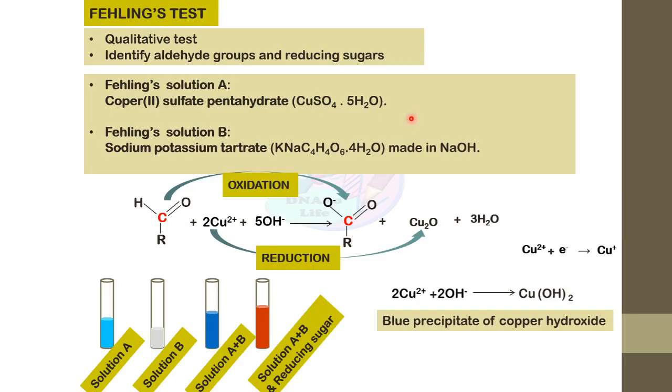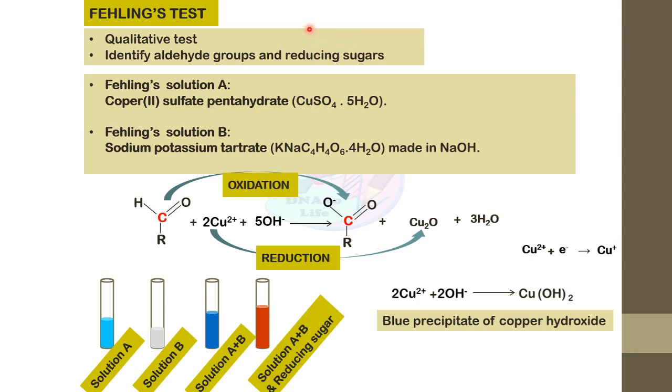So the first one is the Fehling test. This is a qualitative test. It means we are just saying whether sugar is present in this sample or not. We are not determining the exact concentration of the sugar. Using the Fehling test, we identify aldehyde groups or reducing sugar. Why reducing sugar? Because they have the aldehyde group.